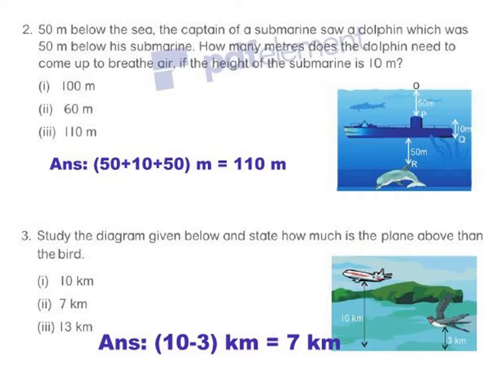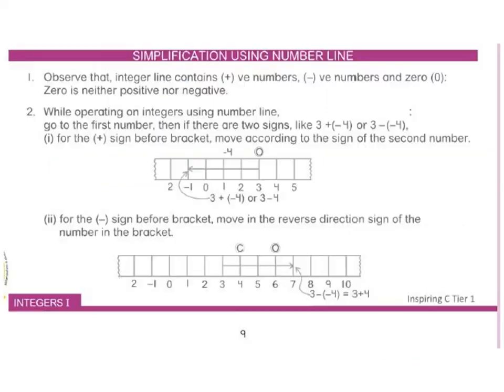The third question, the height of the plane is 10 kilometer and the height at which the bird is flying is 3 kilometer. So how much is the plane above the bird? The answer will be 10 minus 3, that is 7 kilometer. So the answer is option 2, 7 kilometer. So let us move on to the next part.